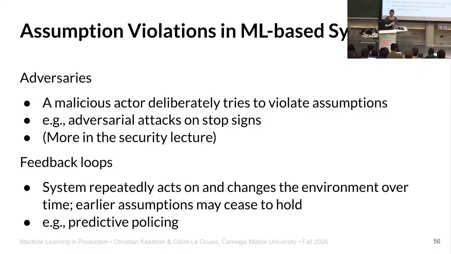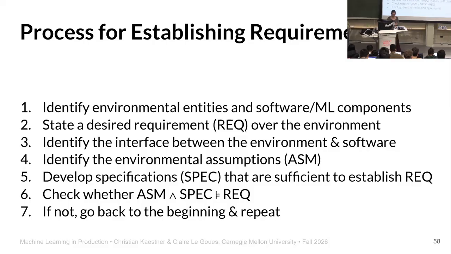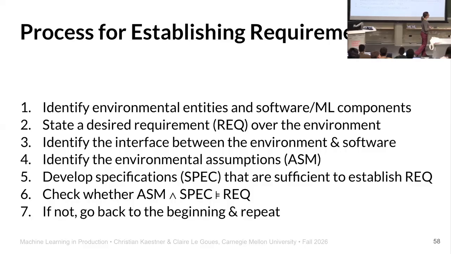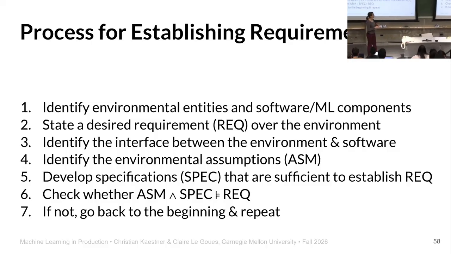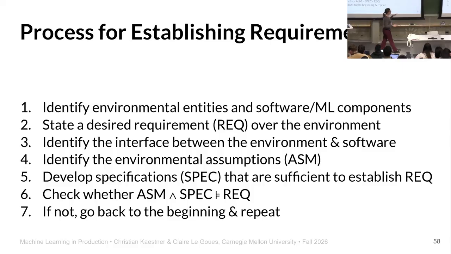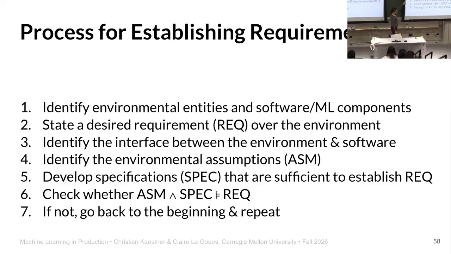So if I can put together a lot of these things, first with a bit more of a laundry list, right? If you want to establish some requirements, it's worth starting to think about what are the environmental entities and what are the software or ML components. What are the desired requirements for the system over the environment? What is the interface between the environment and the software? Identify the assumptions being made to connect the two. Check whether these things hold, right? Rinse, repeat.